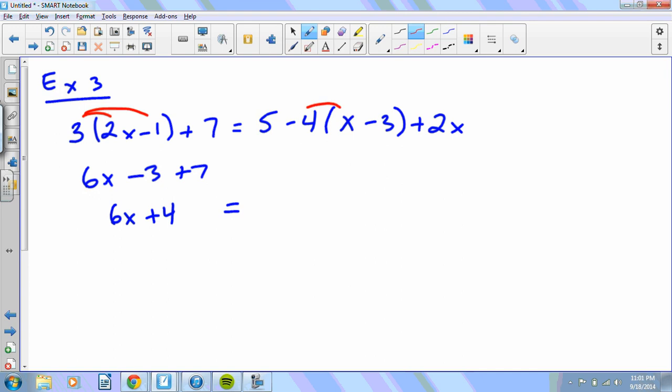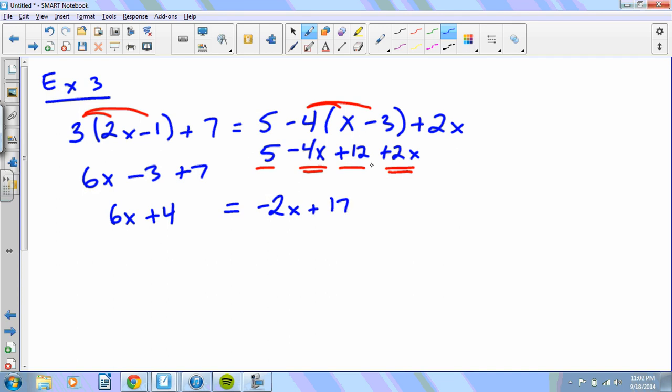Right now, we distribute that negative 4 in. So the 5's here. Negative 4 times x is negative 4x. Negative 4 times negative 3, watch your signs, is a positive 12. And I have plus 2x. Well, in this case, I have a couple sets of like terms. I have x's and I have numbers. Start with x's. Negative 4 and positive 2 is a negative 2x, and 5 and 12 give you 17.